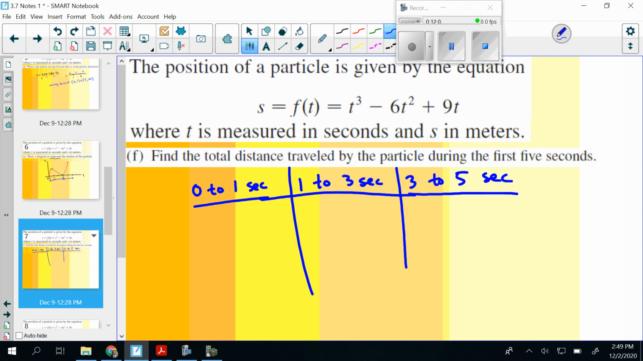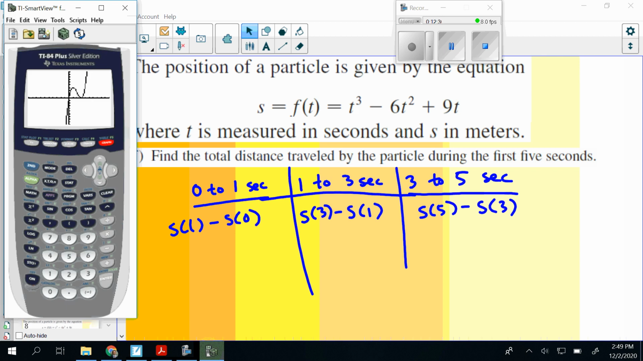So for this one, we're going to have to take S of 1 minus S of 0. For this one, we're going to have to do S of 3 minus S of 1. And for the last one, we're going to have to take the position at 5 minus the position at 3. Okay, so it looks like we do need some of these positions. So let's find those out.